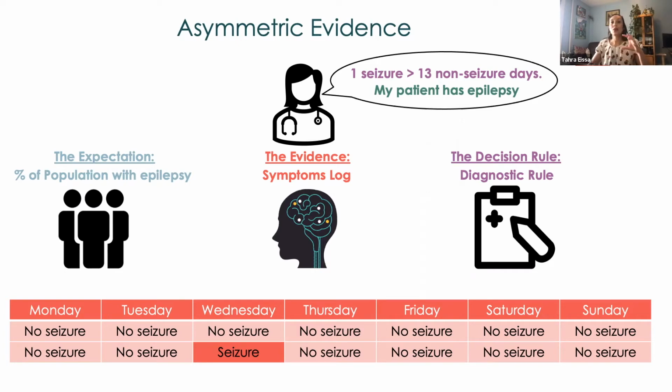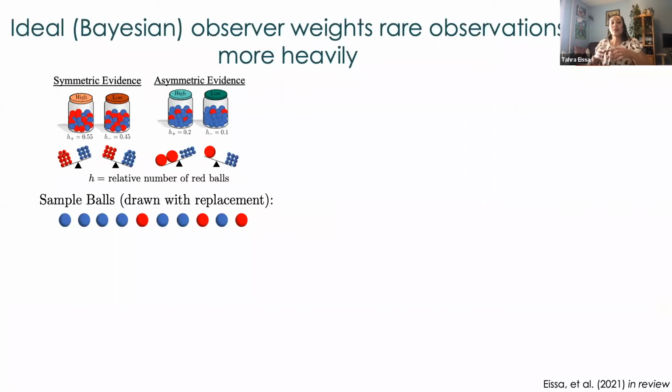So now that we have an idea as to what asymmetric evidence is in this context, I'd like to describe a more generalized task that allows us to describe the ideal observer for this case. The task that we've developed is a basic jars task. In this task, there's a set of 2 jars, one which is called high, which has more red balls, and one which is called low, which has fewer red balls. And a sample of balls is drawn with replacement.